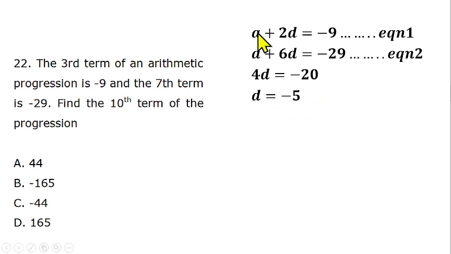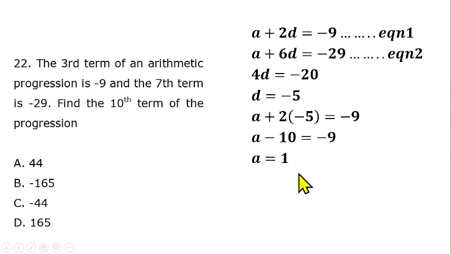Then substitute this into equation 1 or equation 2. So we put it in equation 1. A plus 2 into our D, which is minus 5, equals minus 9. Then this should give us A minus 10. If you open this bracket, equals minus 9. Collect like terms. A will be minus 9 plus 10. That gives us A to be 1.